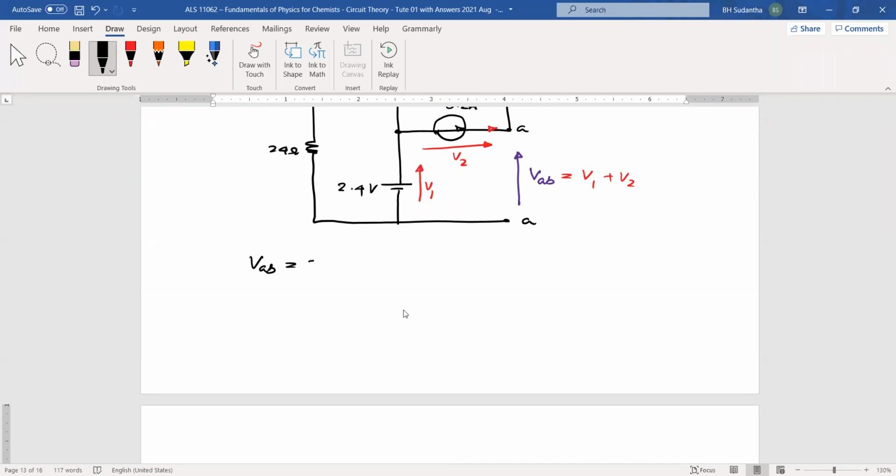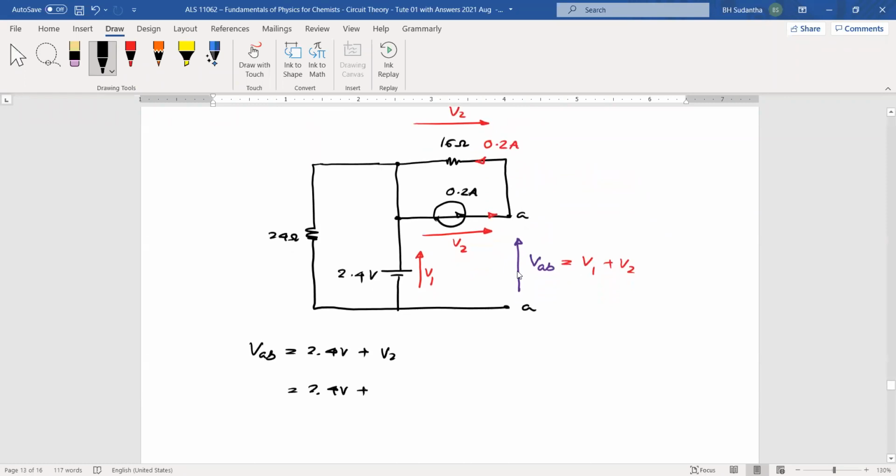Then for VAB, V1 is 2.4 volts, and V2 is 16 ohm into 0.2 amperes, which is 3.2 volts. Then VAB is 2.4 plus 3.2, which is 5.6 volts.